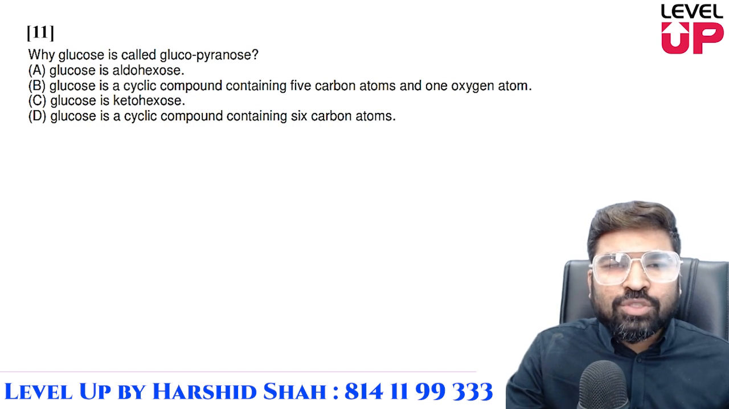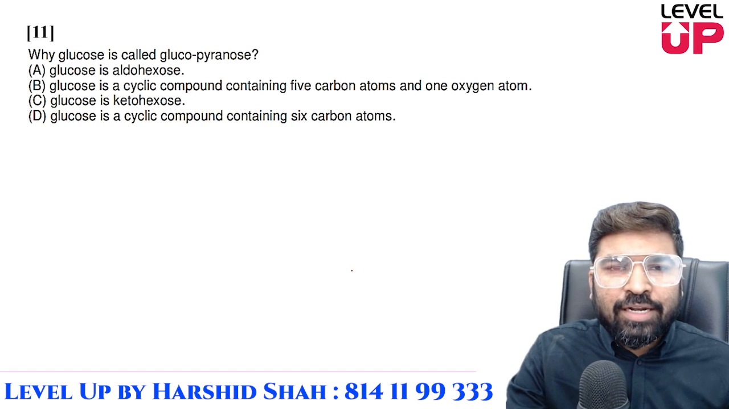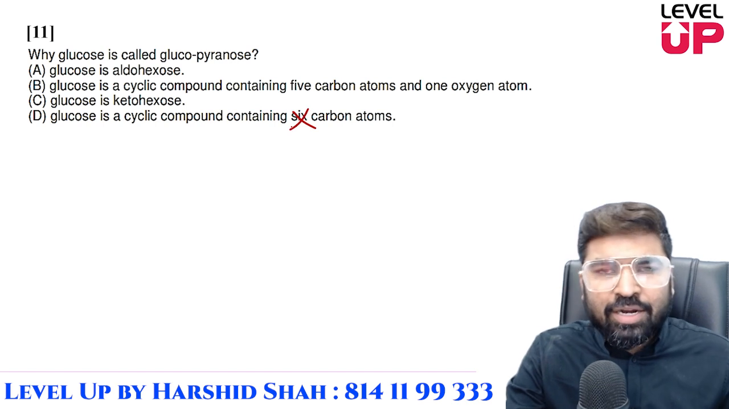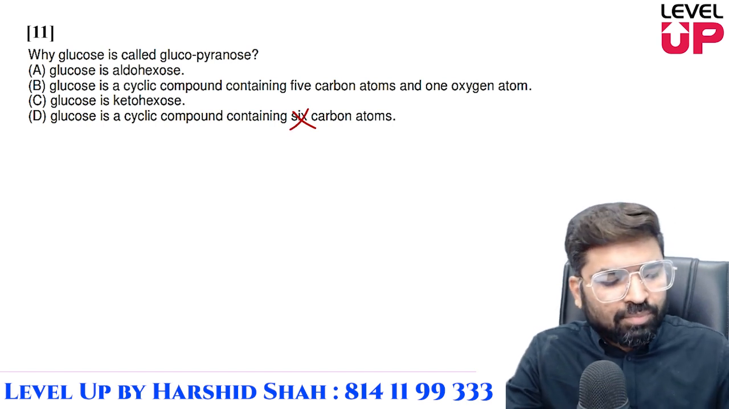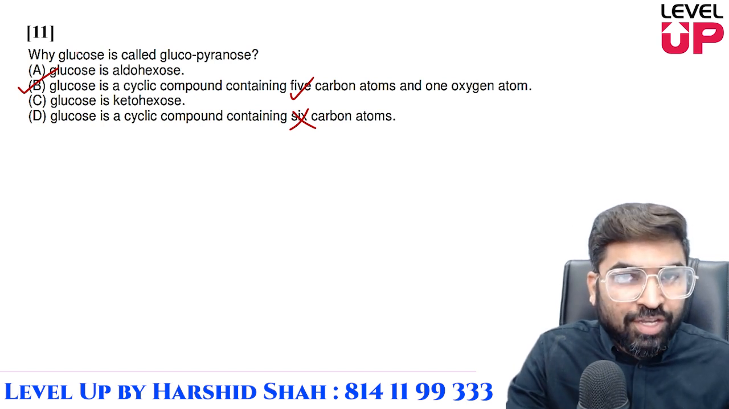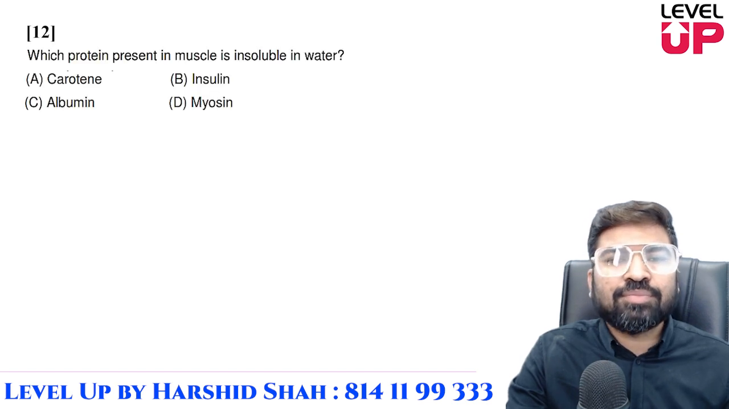Why is glucose called glucopyranose? Okay, glucose is an aldohexose, a cyclic compound having 5 carbon atoms and 1 oxygen atom. Is it a ketohexose, or cyclic having 6 carbon atoms? Definitely it's not true. There are no 6 carbon atoms in the cyclic component. There are 5, and that is why it's called a pyran ring. So glucose is called glucopyranose for that particular reason.